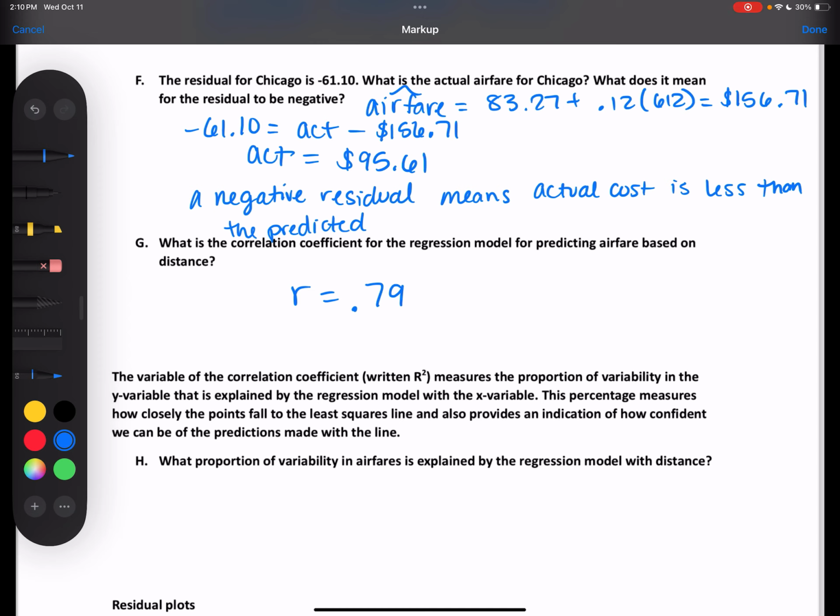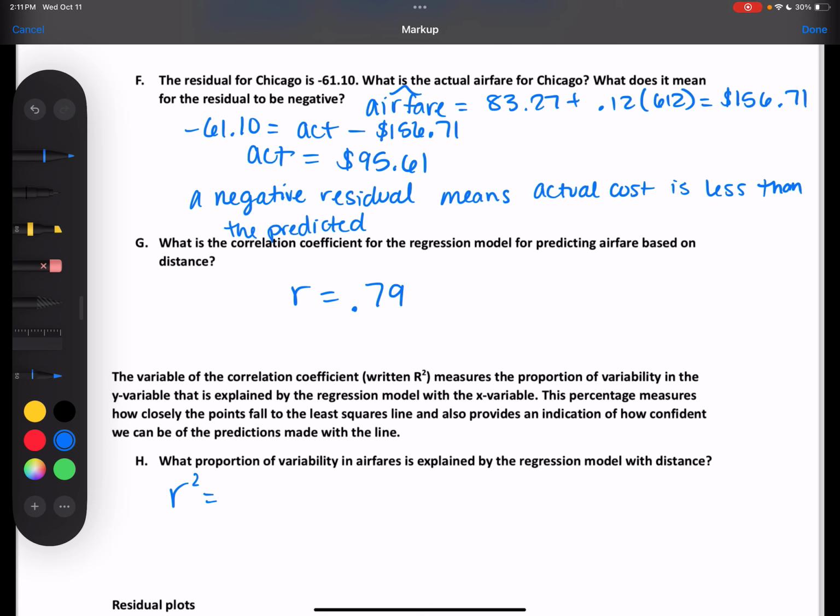The square of the correlation coefficient, written R squared, measures the proportion of variability in the Y variable that is explained by the regression model with the X variable. This percentage measures how closely the points fall to the least squares line and also provides an indication of how confident we can be about the predictions made with the line. So what proportion of variability in airfares is explained by the regression model with distance? Is that just asking what R squared is? Yeah. Okay, because it made it sound a lot more complicated. We're going to write about it, but yes.